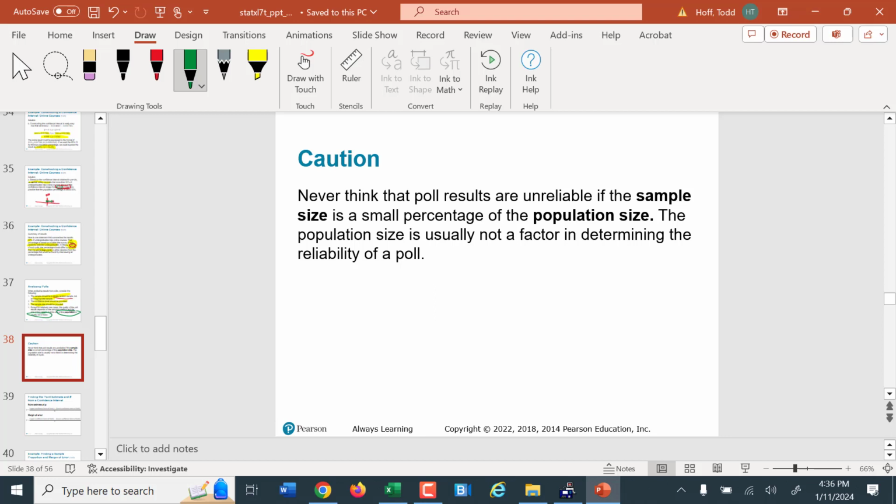So never think of a poll result being unreliable because the sample size is too small percentage-wise compared to the population. Percentage is the key word there. A small sample is a concern, but not small as in compared to the whole population. As long as it's a decent-sized sample, it does not matter how big the population was. Population size is not a factor in determining the reliability of survey results.